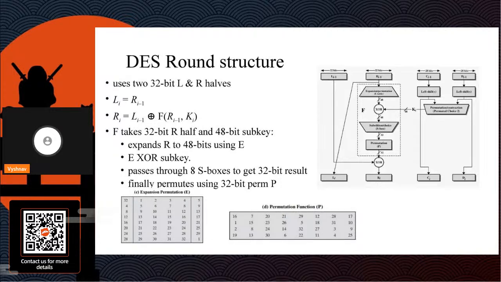Let's consider Li-1 and Ri-1 as the current step, and Li and Ri as the next step. So Li is the same as Ri-1, and Ri is a function of Ri-1 and Li-1. This whole process is called function f. This f takes the 32-bit R half and 48 bits of key.